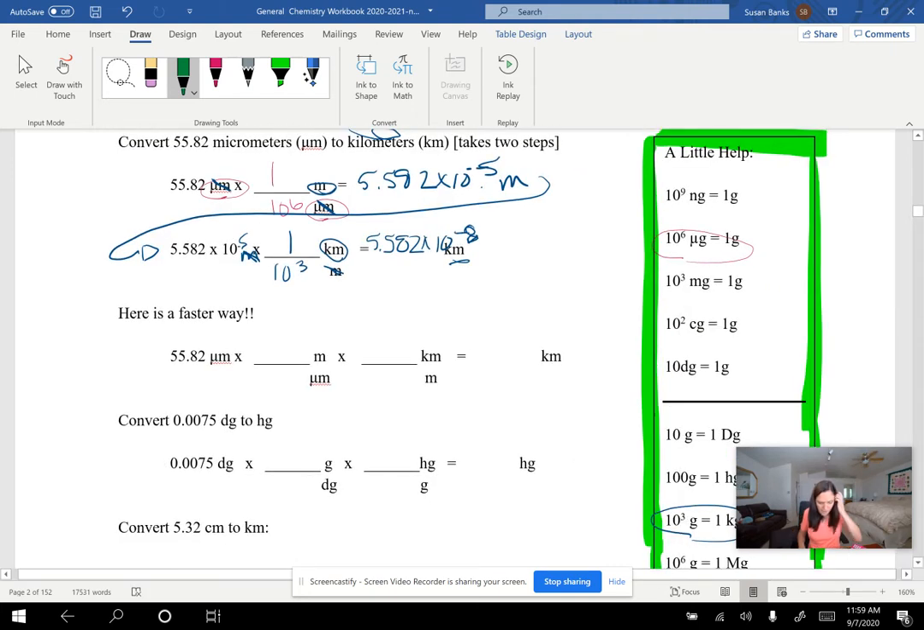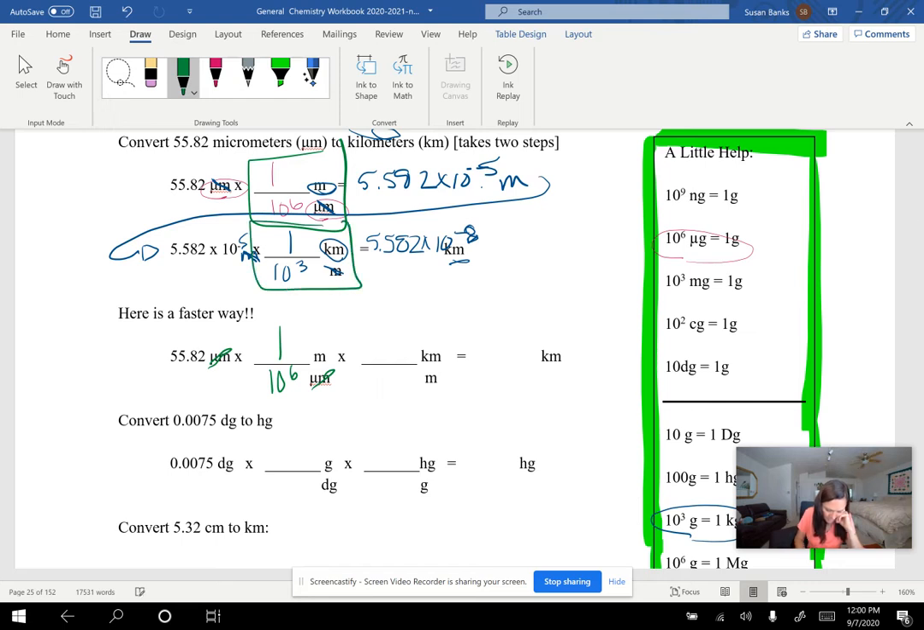Okay, here we are. So we're going to string this together. We're going to do the 5.582 micrometers. We're going to use the exact same conversion factor. Remember, micrometers is going to be on the bottom so that I can cancel it out. So I have 10 to the 6 micrometers will give me 1 meter. That will cancel out my micrometers. And then I'm going to use the exact same thing here. I have 10 to the 3, or 1,000 meters in 1 kilometer. So 10 to the 3 meters in 1 kilometer. My meter is being divided by meter, so that will cancel that unit out as well.